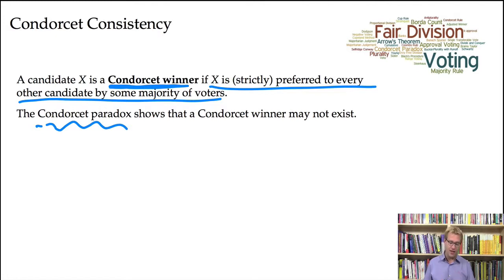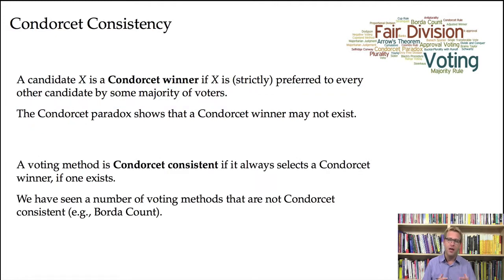Now, a Condorcet consistent voting method is a method that always elects the Condorcet winner if one exists. And we've seen already examples of at least two methods that are not Condorcet consistent. For example, plurality rule may not elect a Condorcet winner if it exists, and also Borda count doesn't elect the Condorcet winner even if one actually exists. But what we want to study in this lecture are methods that are Condorcet consistent.